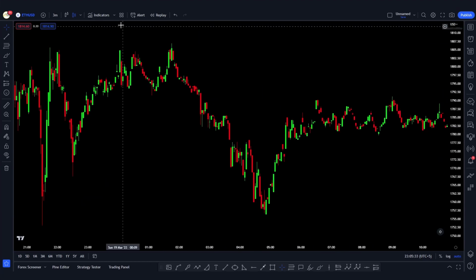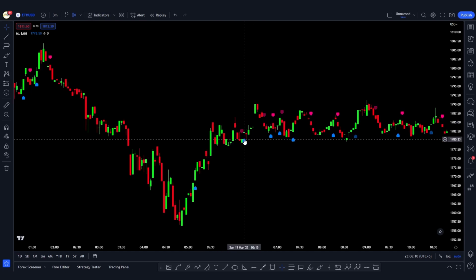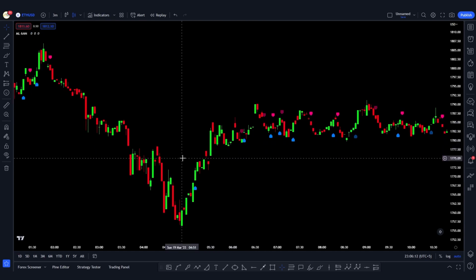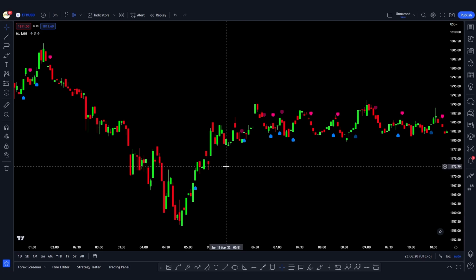Now let's go to the indicator tab, and here we're going to search for machine learning, and we're going to add this KNN based strategy by Capissimo to the chart. This strategy is very wonderful, as you will see. This indicator uses a classic machine learning algorithm to let you find a prediction for the next market move. To do a prediction of the next market move, the KNN algorithm uses the historic data and finds the k nearest neighbors of the current indicator's values.